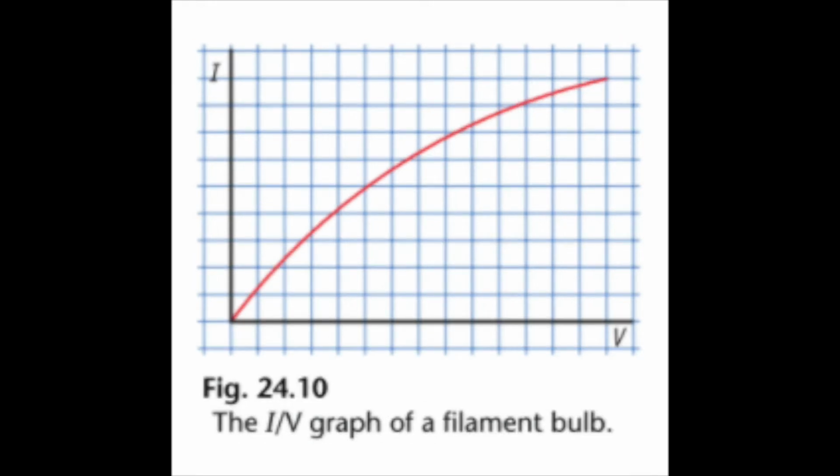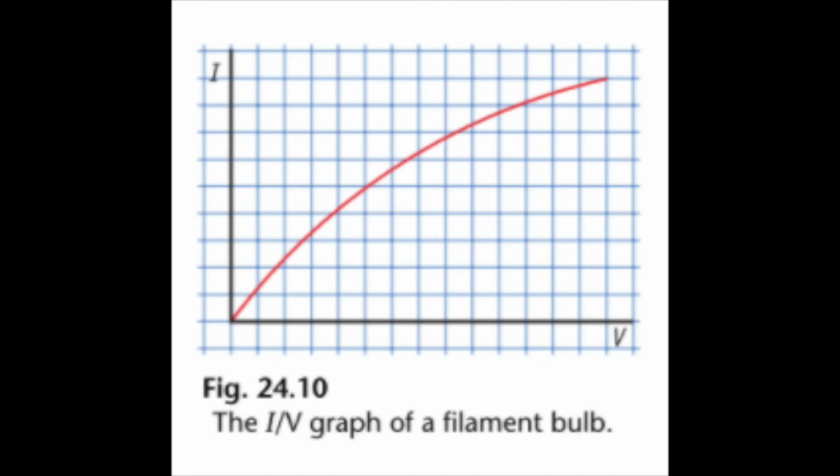In contrast, if we look at a filament bulb, which is essentially just a metallic conductor, but one that we don't control the temperature of, so this is allowed to heat up as more current goes through it. At the start, the graph looks the same. You increase the voltage and you get an increase in current. But this time, it's not a straight line.